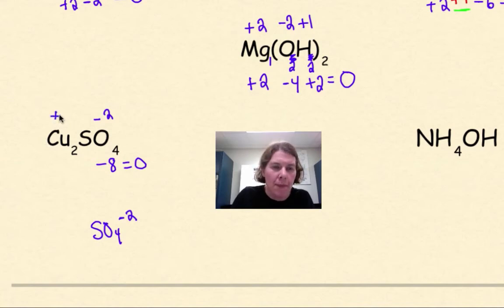But +1 times 2 is going to give me +2. And that +2 right there and that -2 right here are going to cancel each other out. So I am assuming, and I'm going to double check myself here, that the charge on this particular copper is going to be +1. So +1 times 2 gives me +2. -2 times 4 gives me -8. That means this sulfur right here, to keep this whole thing electrically neutral, has to be +6. Because 2 plus 6 gives me 8, -8 gives me 0. So this is going to be +6.